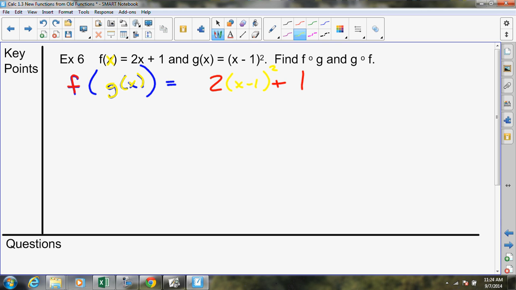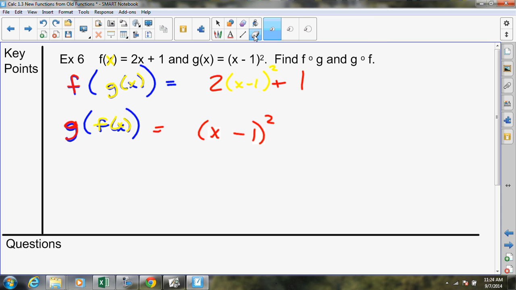When we do g of f, it's the same thing. G of f of x, start off by writing down the function g. X minus 1 squared. But since our inner part is f of x, we can erase the other x and replace it with the other one that we had, 2x plus 1. And there we have it.